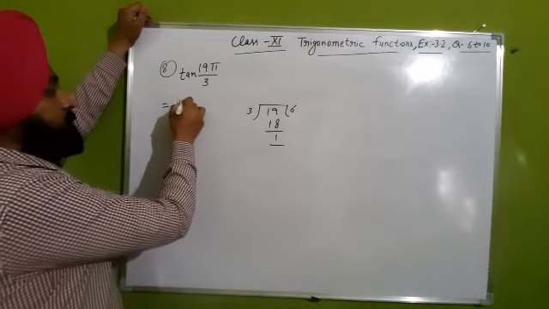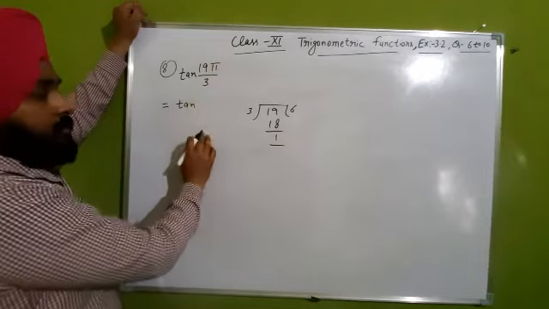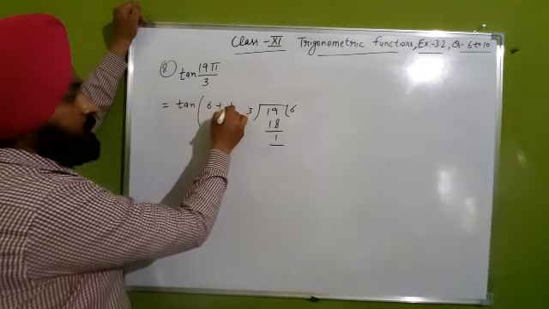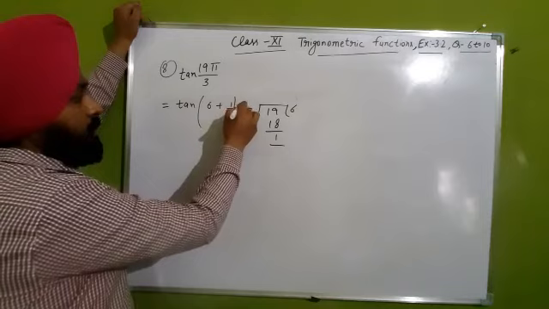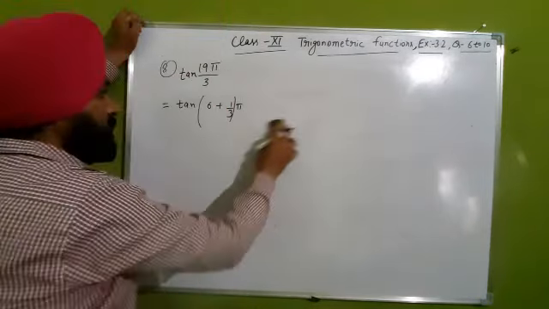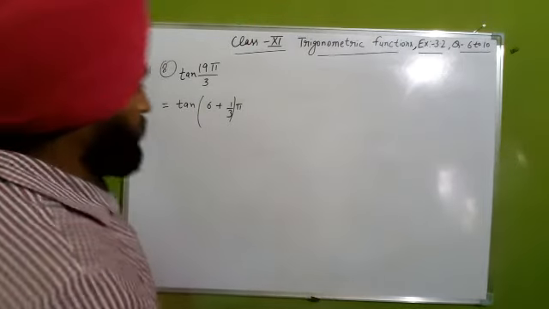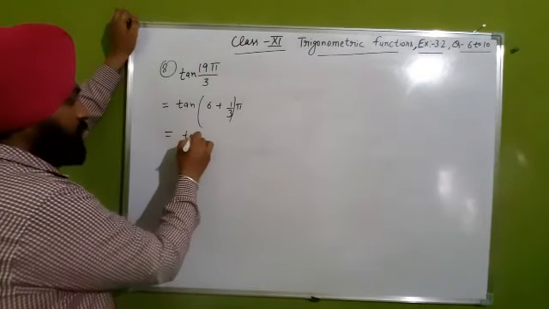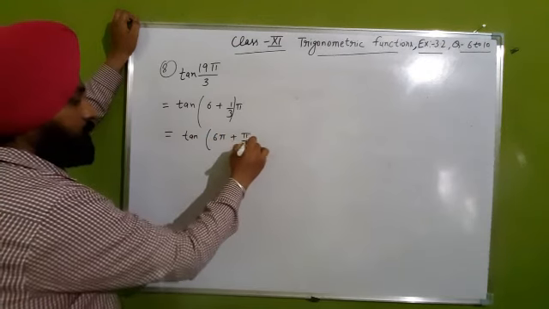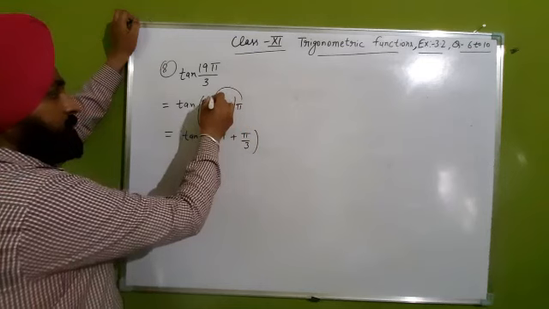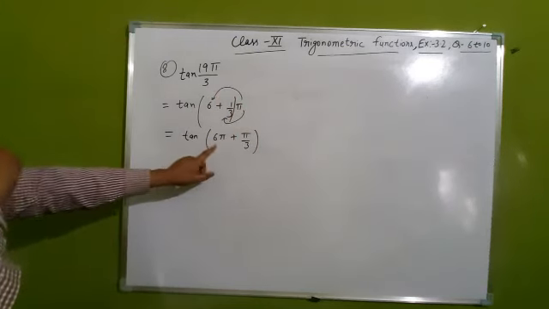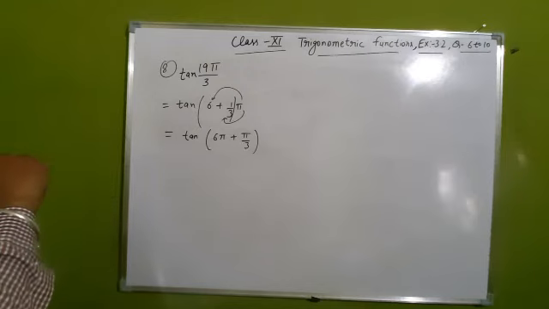So in the next step you can write tan 19 pi upon 3 as tan of (6 plus 1 upon 3) pi. This 19 over 3 we have divided as 6 plus 1 upon 3. In the next step you can write it as 6 pi plus pi upon 3, multiplying this pi with 6 as well as pi with 1 over 3. So you will get tan of (6 pi plus pi upon 3).